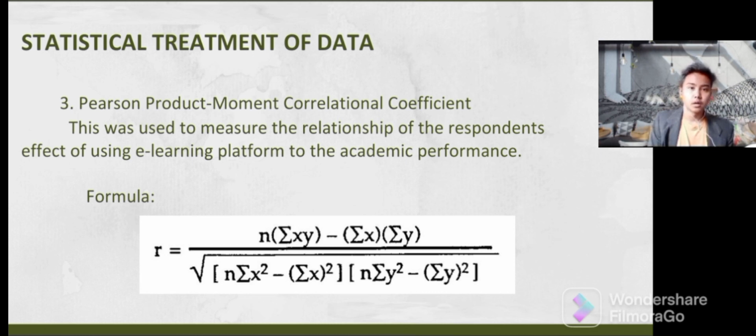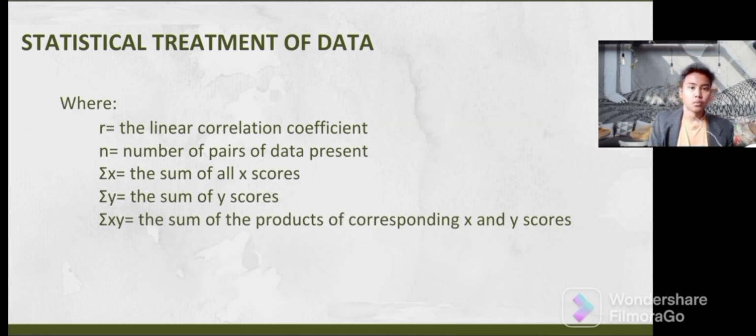Number three, Pearson product moment correlation coefficient. This was used to measure the relationship of the respondents' effect of using the e-learning platform to the academic performance. The formula is presented, where R means the linear correlation coefficient, N means the number of pairs of data present, summation of X means the sum of all x scores, summation of Y means the sum of all y scores, and summation of XY means the sum of the products of corresponding x and y scores.